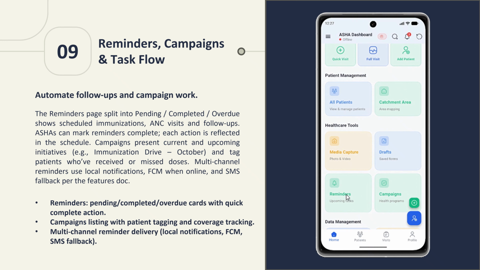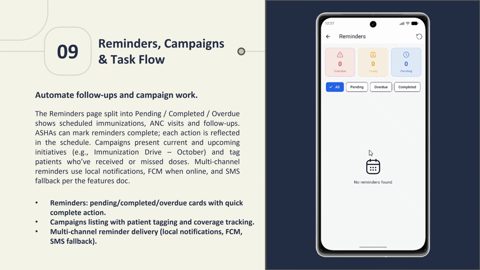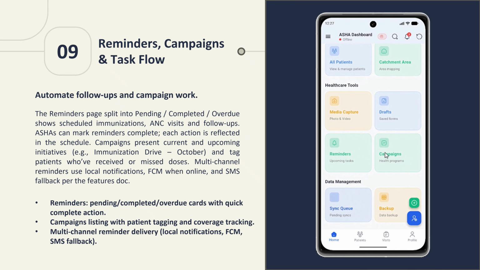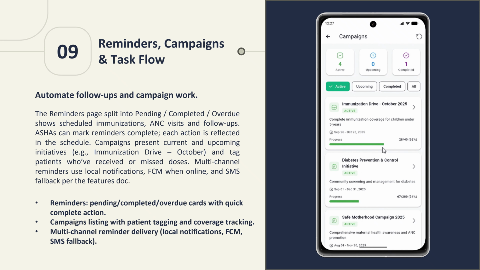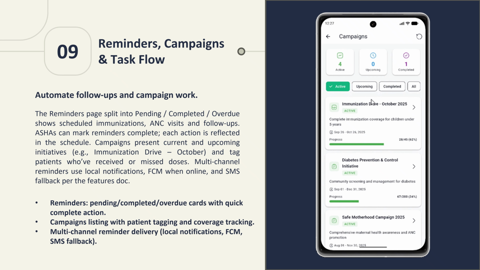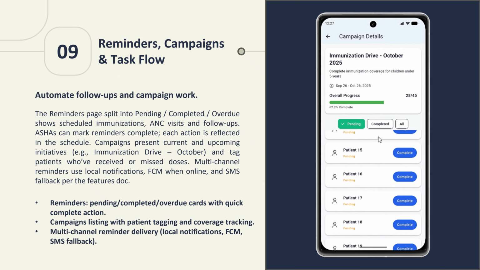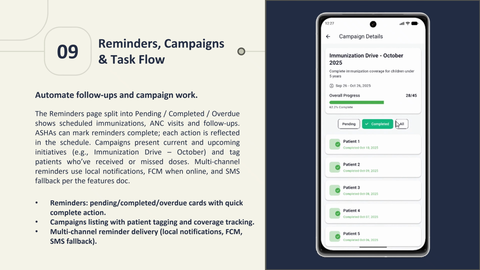Next, we have the reminders section, which lists all the active reminders for the Asha workers, and if they haven't granted notification permission yet, the app prompts them to do so in order to receive the latest patient updates and visit reminders. Following that is the campaign section, where all current and upcoming campaigns are displayed. For example, the immunization drive October campaign might be showing as ongoing, highlighting the patients who have received their doses or those who are still pending. Upcoming campaigns like the Diabetes Prevention and Control Initiative are also displayed to keep Asha workers informed and ready.